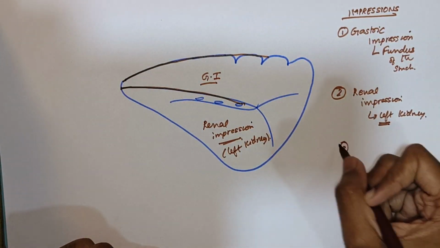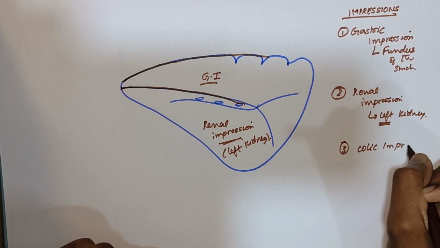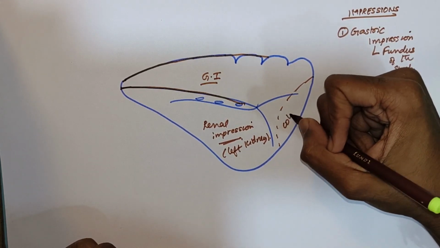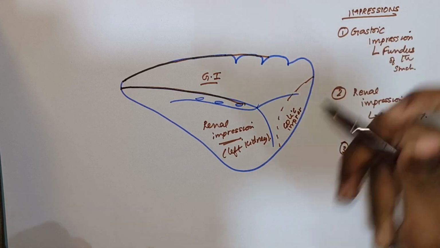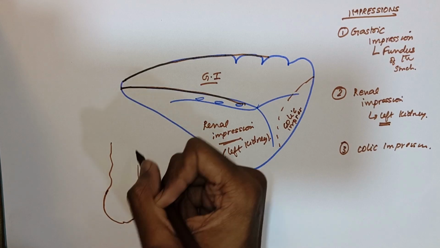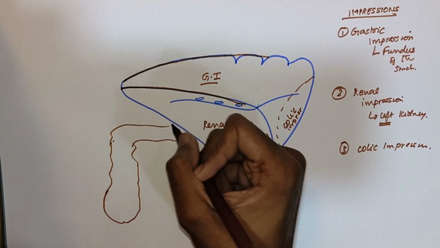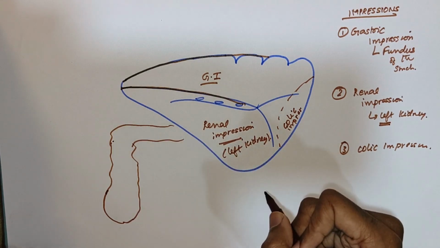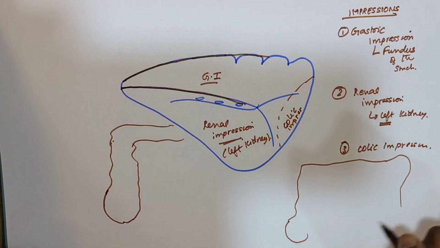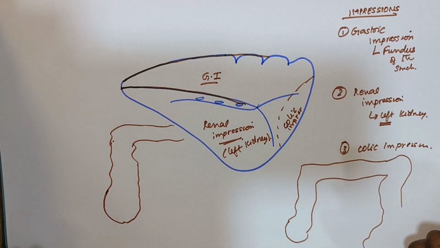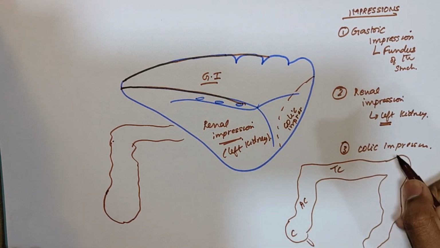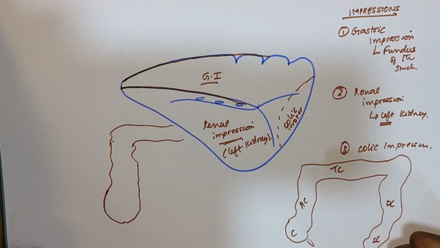Now, there is a third impression known as the colic impression. Now, the colic impression is present here. This is your colic impression. Now, what is the colic impression formed by? If you know the structure of the large intestine, this is a very rough diagram. This is the cecum, this is the ascending colon, this is the transverse colon, this is the descending colon, this is the sigmoid colon, and then we have the rectum here.